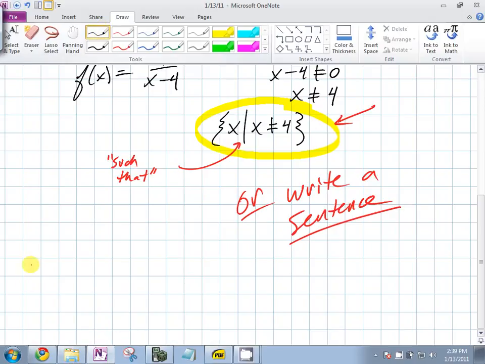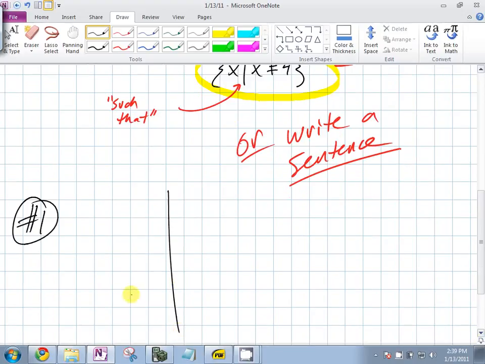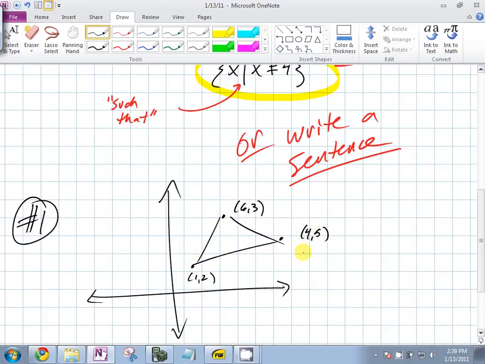Number 1. Did anybody find the nice, clean way to find the area of this triangle? Anybody find a clean, easy way? No? Well, it gives you 3 coordinates, right? It gives you 1, 2, gives you 6, 3, and it gives you 4, 5, right? So you have this triangle. What's the traditional way you guys have found the areas of triangles? What formula have you used? Let's use a hand.